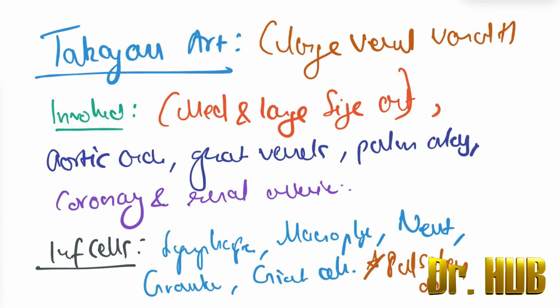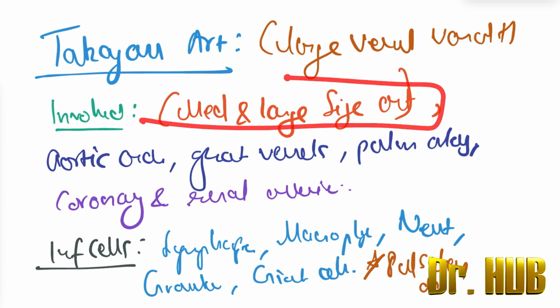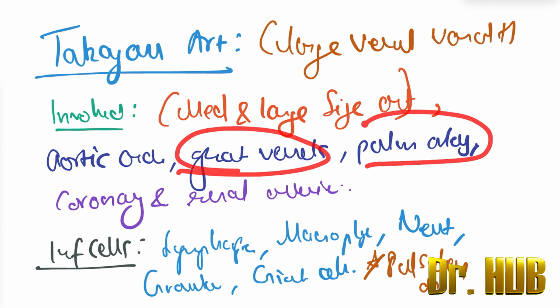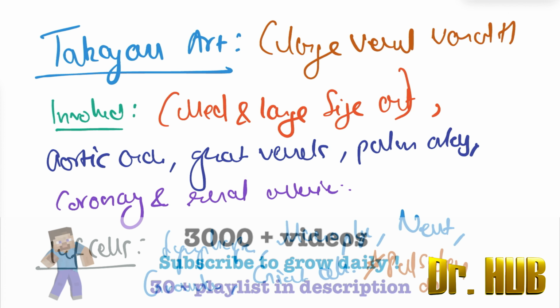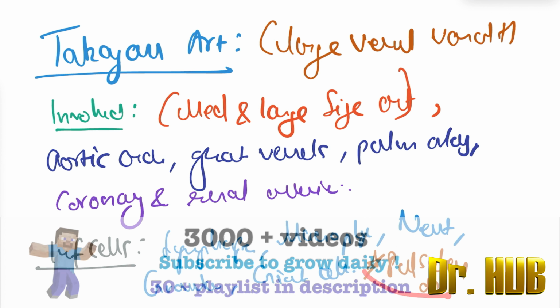So let's recap here. We saw the Takayasu arthritis. It is a large vessel vasculitis. It involves the medium and large size arteries. Then it also involves the aortic arch, the great vessels, the pulmonary artery, the coronary and the renal arteries. Next, when we look at the inflammatory cells, it involves the lymphocytes, the macrophages, then also the neutrophils, granulomas, the giant cells as well as the pulseless disease.